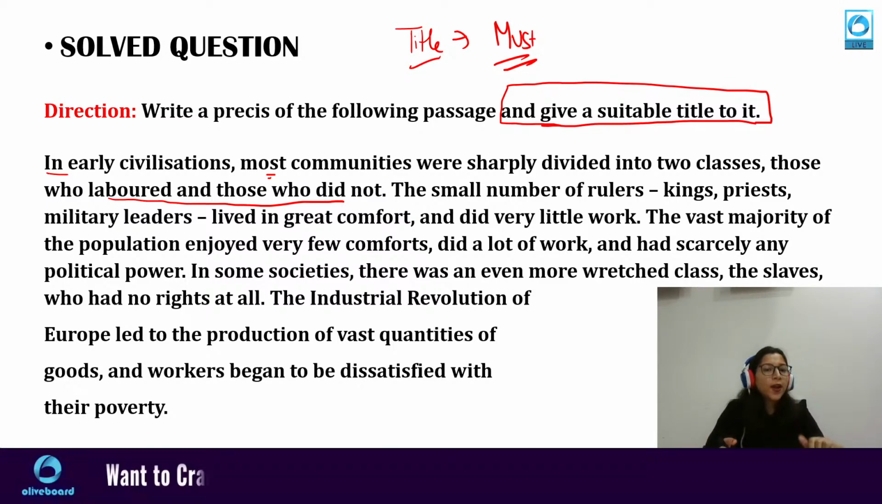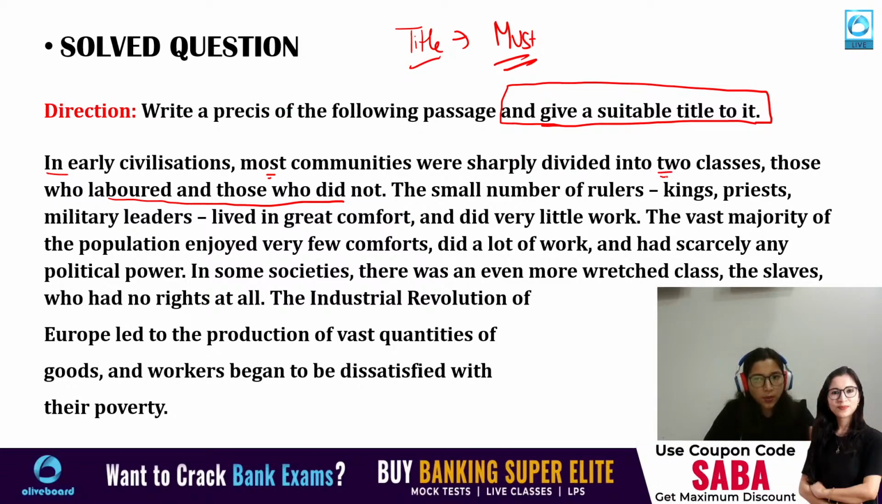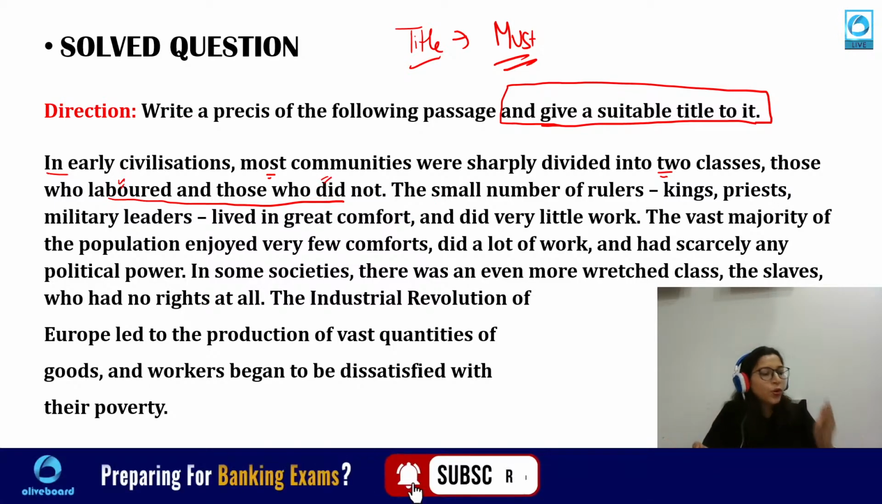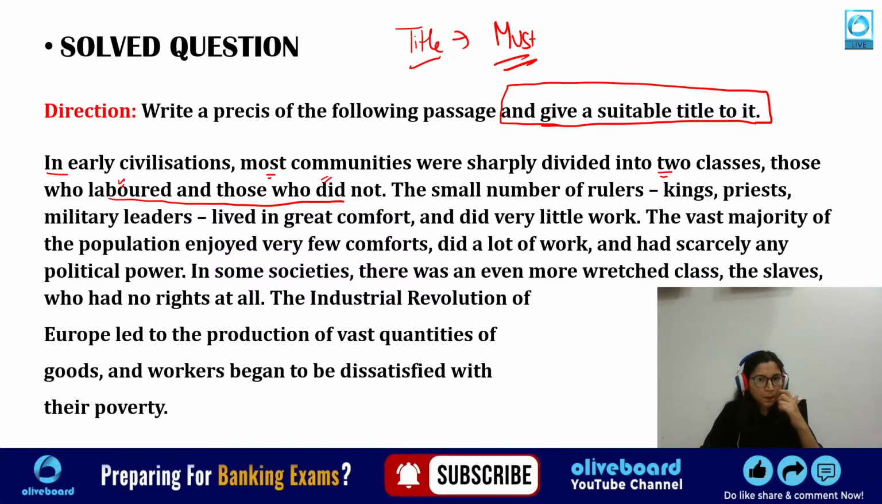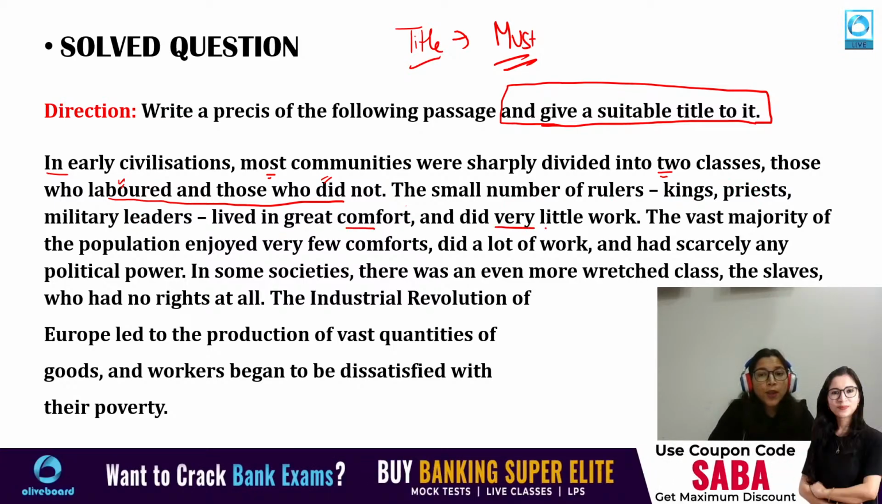Okay. So in early civilizations, most communities were sharply divided into two classes. Those who labored, I mean the labor class, and those who did not, I mean those who didn't work at all. You can say elite class. Okay. The small number of rulers, kings, priests, military leaders lived in great comfort and did very little work.